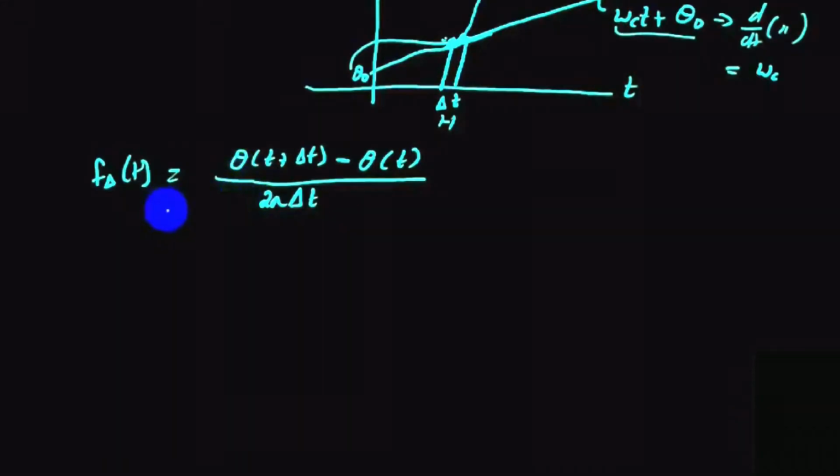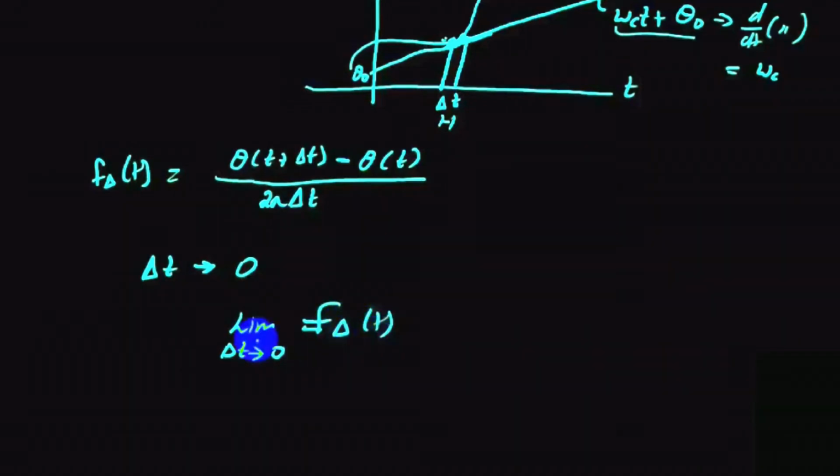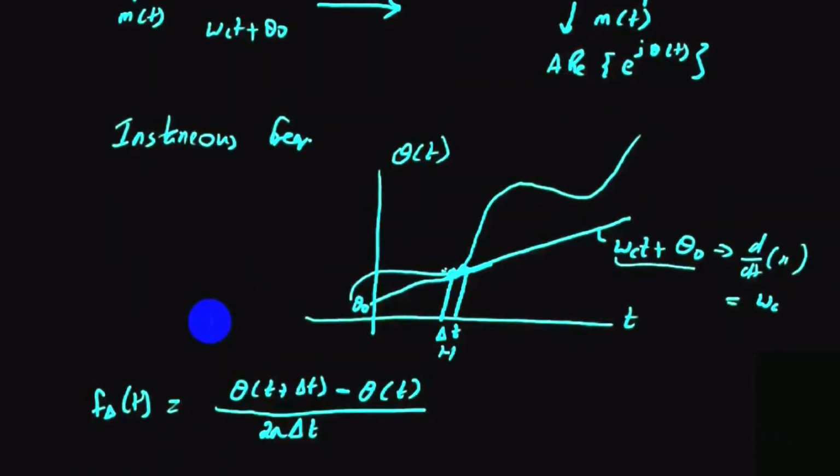If we let delta t approach 0, that would mean that if we take the limit and say delta t tends to 0, this is something which is a very small step, and this is something which we call the instantaneous frequency, or omega i of t, in radians per second. So we are interested in this instantaneous frequency when we are talking about frequency modulation.